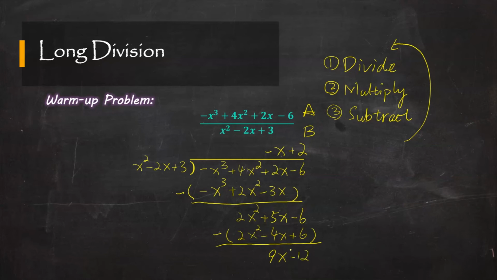So now the highest power here is just 1. This is the power of 2, so we stop here. Okay, so then the final answer would be equal to negative the quotient first, so it's negative x plus 2, plus our remainder here is 9x minus 12 divided by polynomial B, x squared minus 2x plus 3.